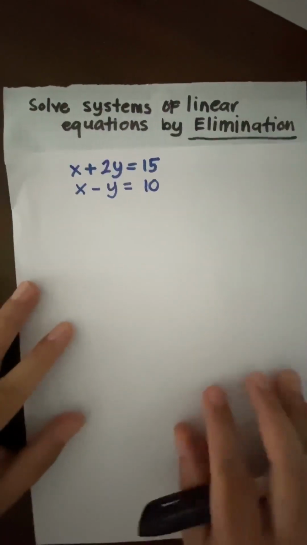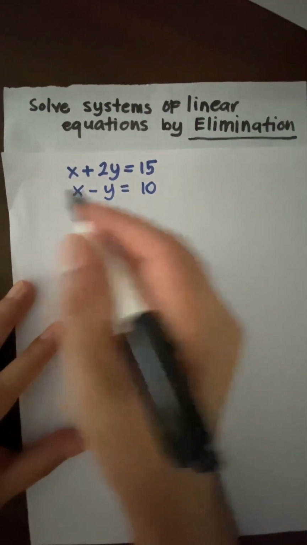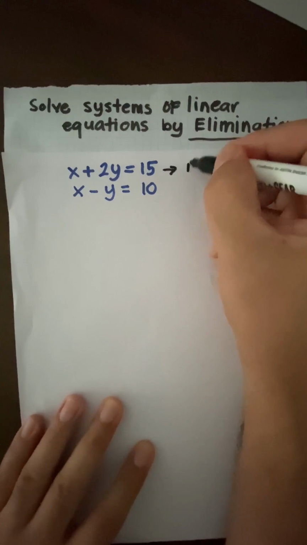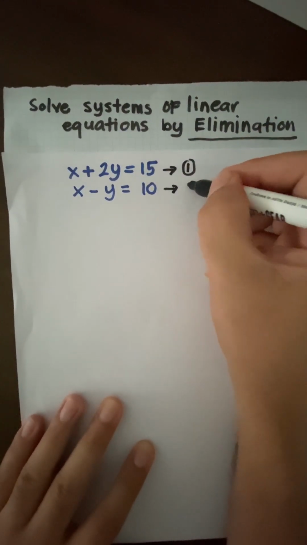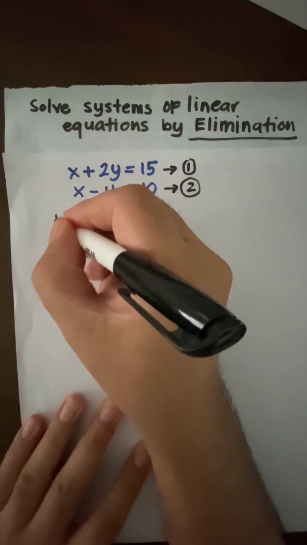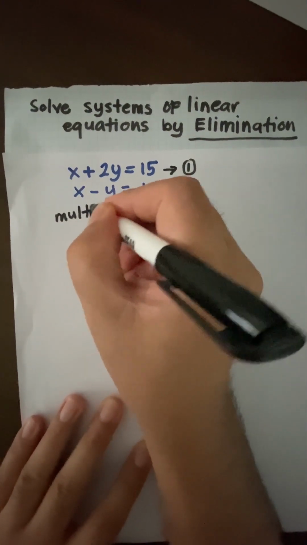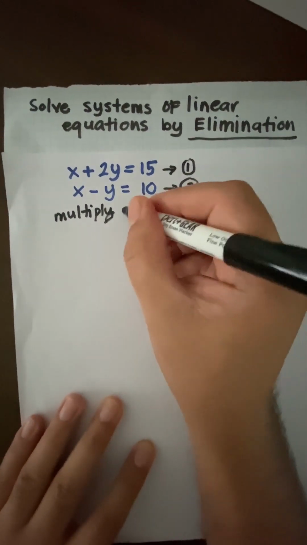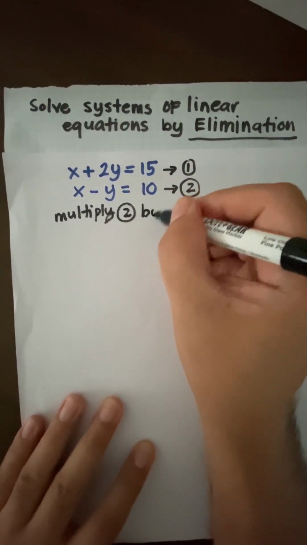Here is another problem. Given two equations, solve the values of x and y. Let's call them equation 1 and equation 2. Let us eliminate the variable x first. To eliminate the x variable, we can multiply equation 2 by negative 1. Do you know why we use negative 1?